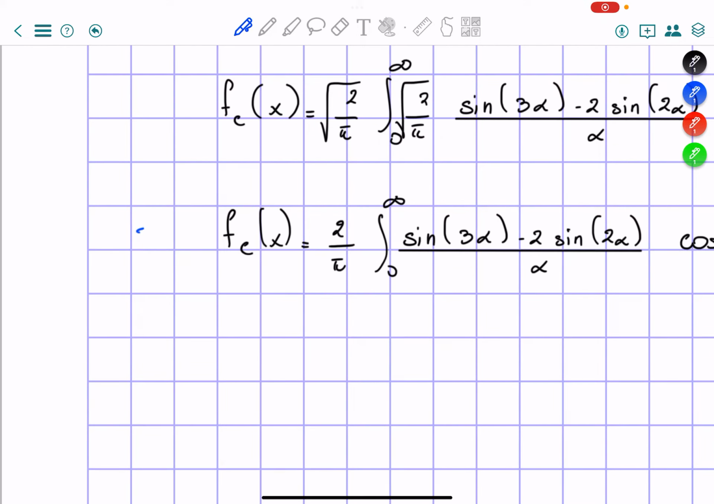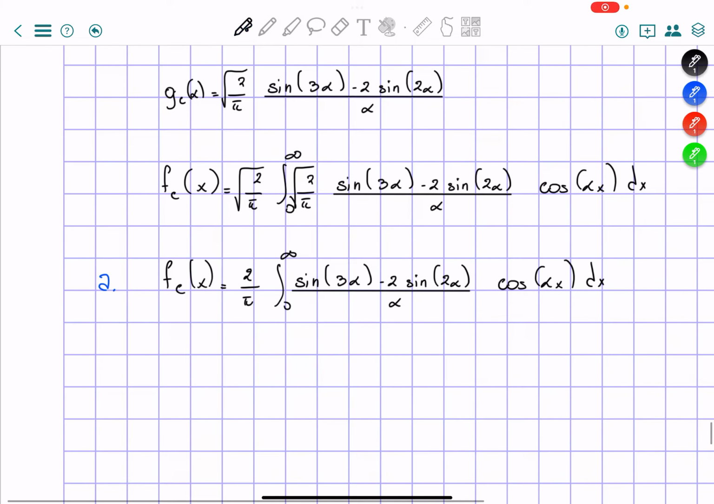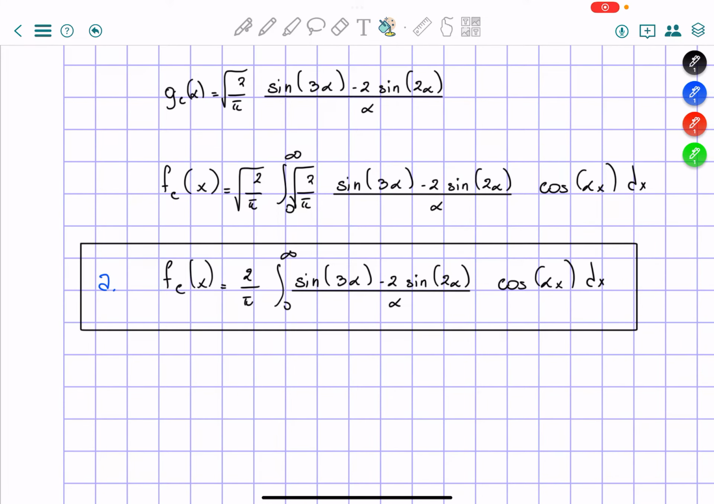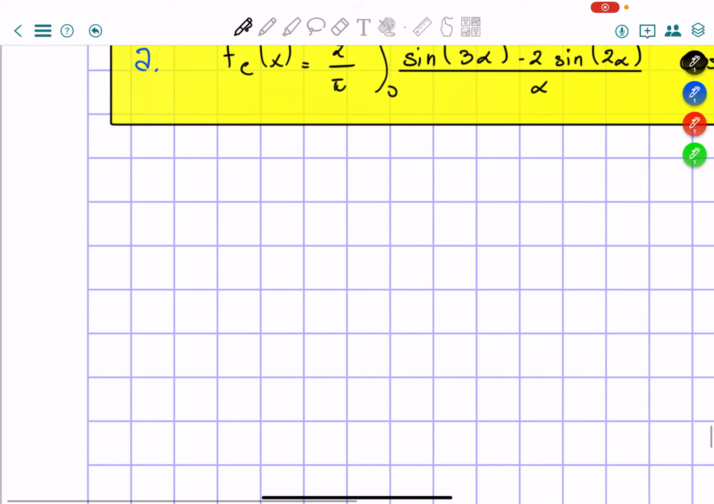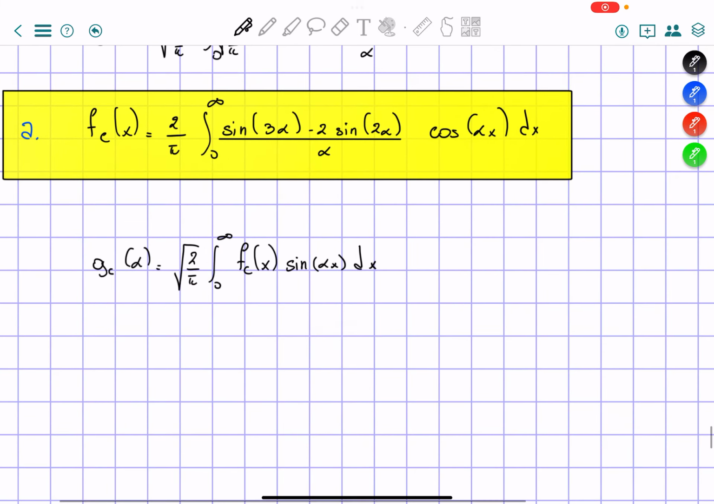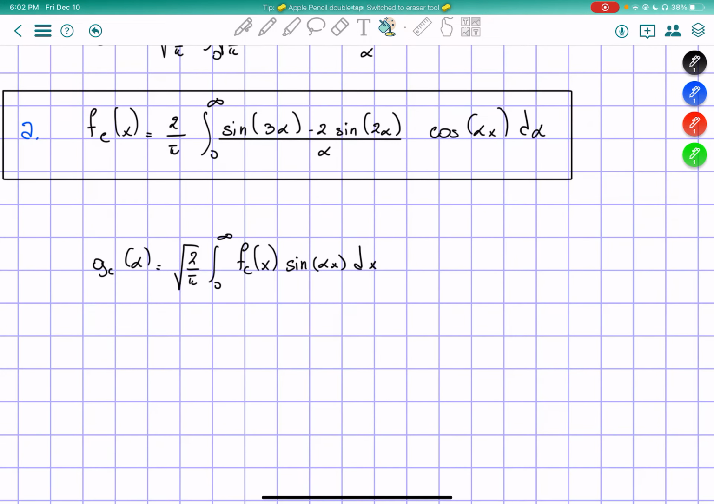So that was for the cosine. For part B instead, we're going to have to use the sine, since it's going to be an odd function. Same thing: g_s of alpha is equal to the square root of 2 over pi integral from 0 to infinity of f(x) sine of alpha x dx. Oh, actually here it's going to be d alpha. Okay.